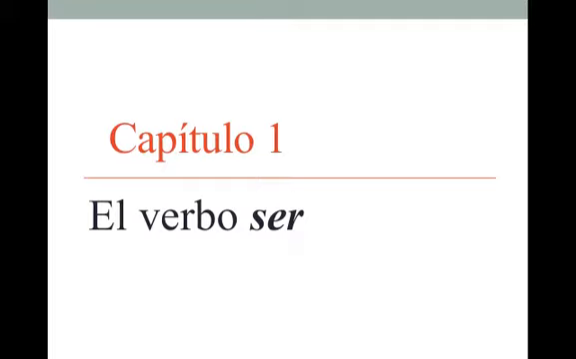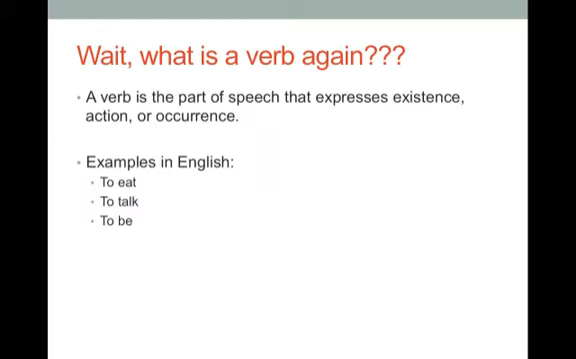The verb to be. But before we discuss what the verb ser is and how to use it, we first have to remember what a verb is in the first place. A verb is the part of speech that expresses existence or action or occurrence. Some examples in English are to eat, to talk, to be. Those are all things that are action words.